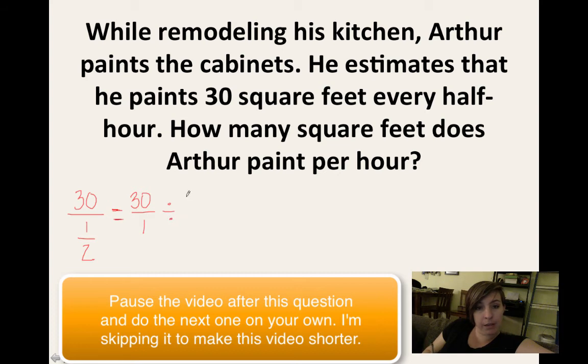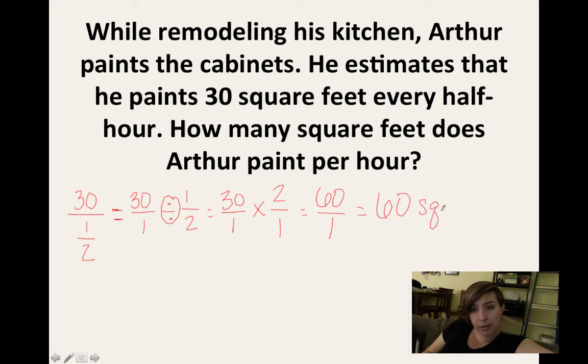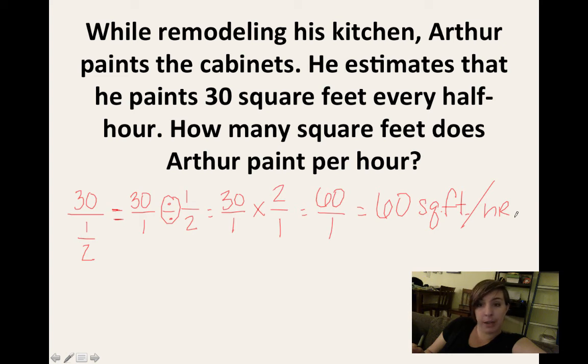So we have 30 divided by 1/2. We keep that 30 over 1. We switch the division sign into a multiplication sign. We flip the second fraction. 30 times 2 is 60. 1 times 1 is 1. 60 divided by 1 is 60. So Arthur paints 60 square feet per hour. Alright, so you should be starting to get the hang of this. We're going to do a few more examples, and you're going to be working on your own.